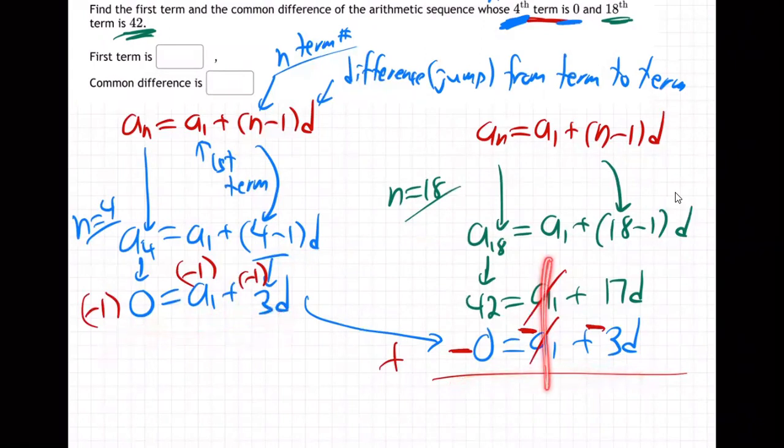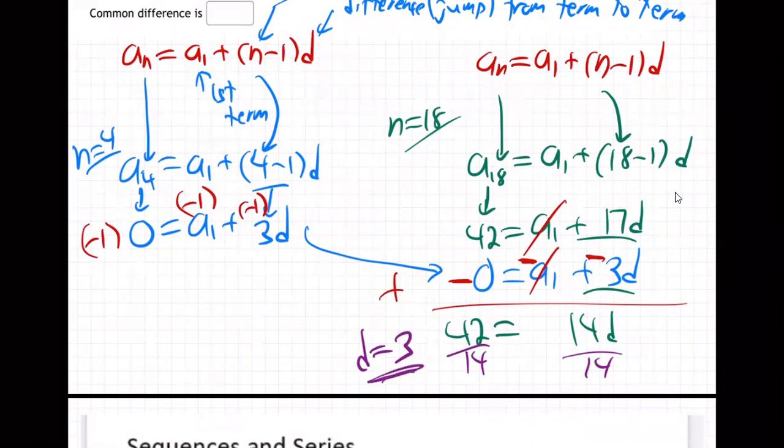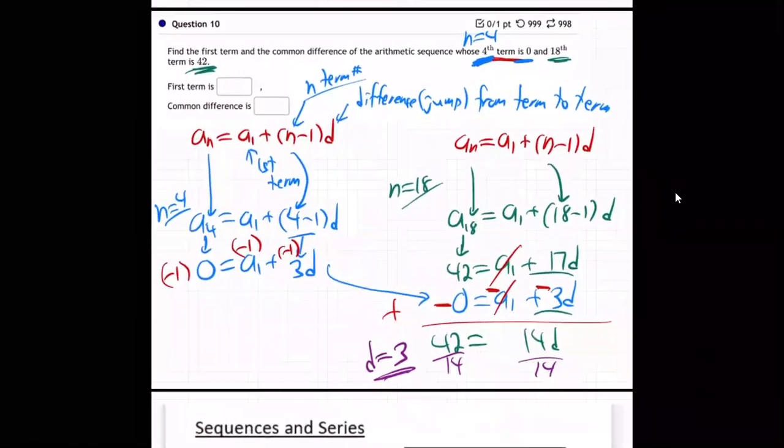Add them up and these a1s cancel. So 42 minus 0 is 42. 17d minus 3d is 14d. And now just divide by 14 and we get d is 3. So we got d, and that's the common difference, d.